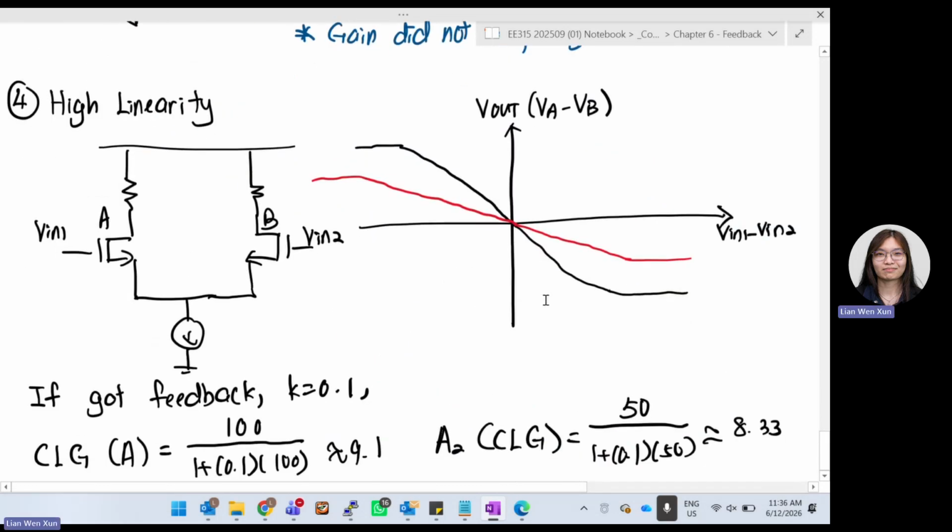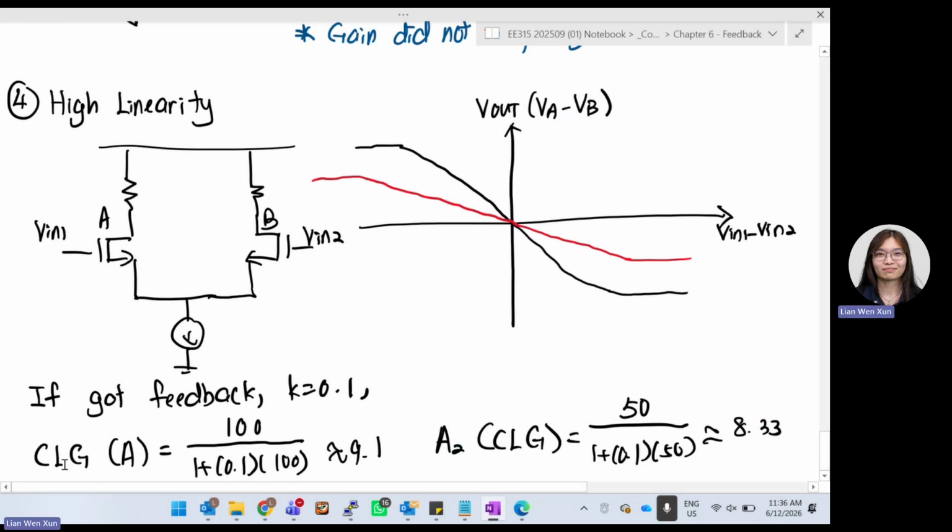And lastly, before we go into all the topologies, we have high linearity. With a closed loop, feedback system, we can have high linearity. For example, this is a differential amplifier. Initially, the differential output over differential input is the black color line.